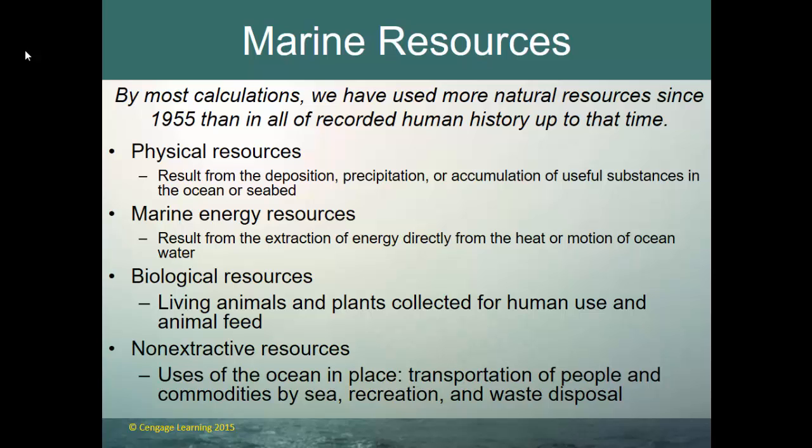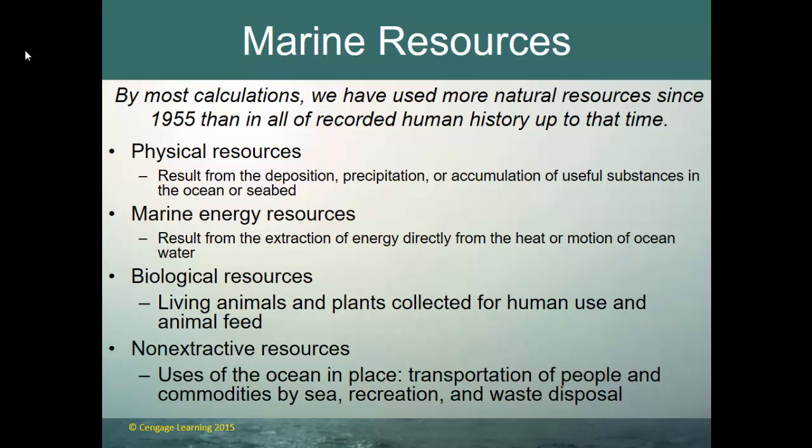Well, we're talking about physical resources, marine energy resources, biological resources, and non-extractive resources. And those four resources are all known as the marine resources. So your physical resources result from the deposition of or precipitation or accumulation of useful substances in the ocean or on the seabed, and that could be calcium carbonate, that could be manganese, that could be gold or silver, that can be salt. Lots of different physical resources come from the ocean.